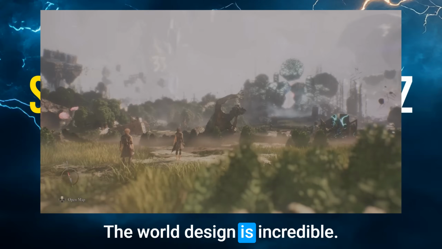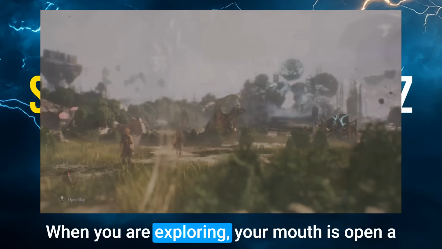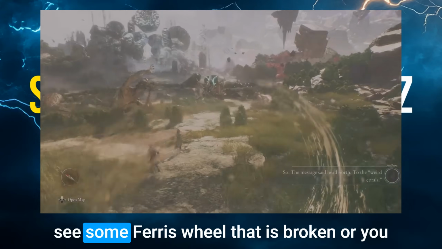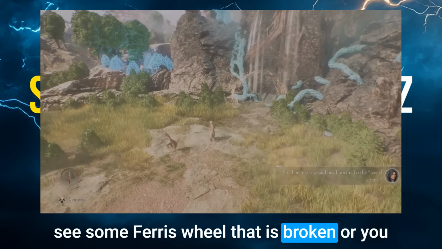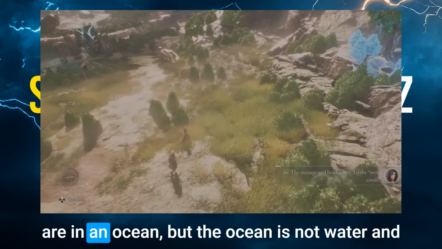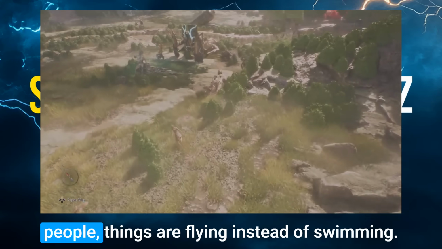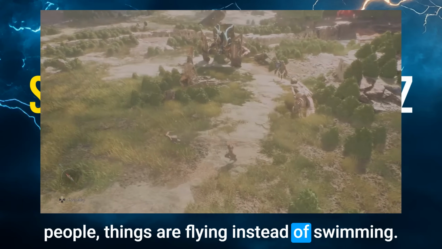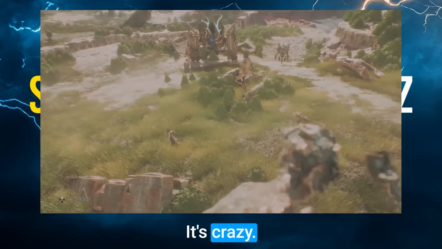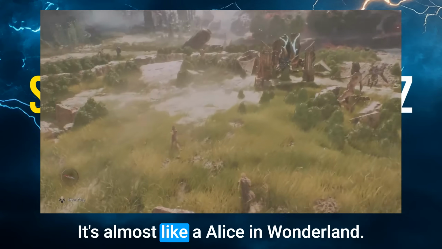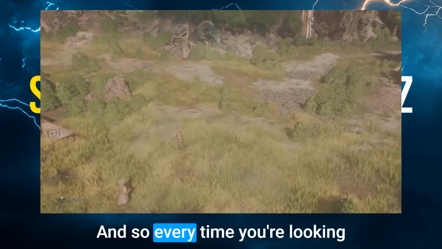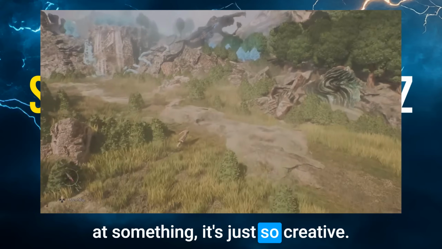The world design is incredible. When you are exploring, your mouth is open a lot of times because, I don't know, you might see some Ferris wheel that is broken, or you are in an ocean, but the ocean is not water and things are flying instead of swimming. It's crazy. It's almost like Alice in Wonderland. And so every time you're looking at something, it's just so creative.